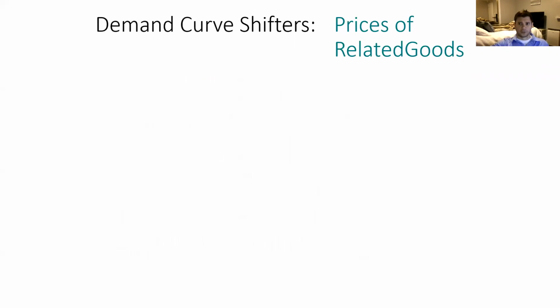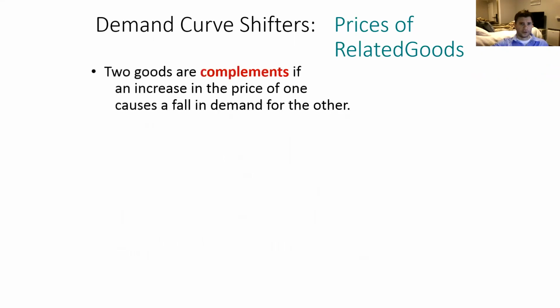Okay, the other class of goods that we're going to discuss are goods that are known as complements, or goods that are complementary to one another. We're going to define goods as complementary if an increase in the price of one of these goods causes a fall in the demand for the other. Or conversely, if a decrease in the price of one good causes an increase in demand for the other. So the key here with complementary goods is that when the price of one good changes, the demand for the other is inversely related. It moves in the opposite direction.